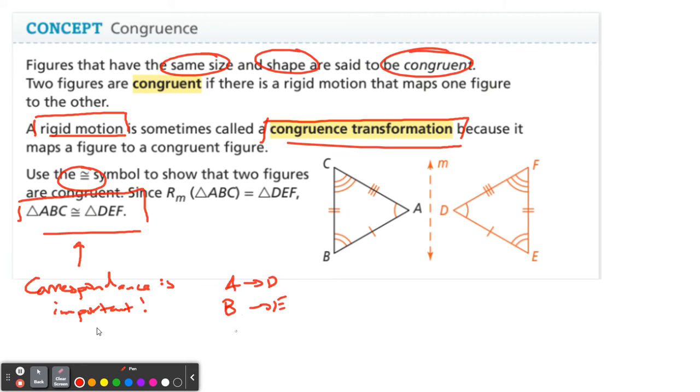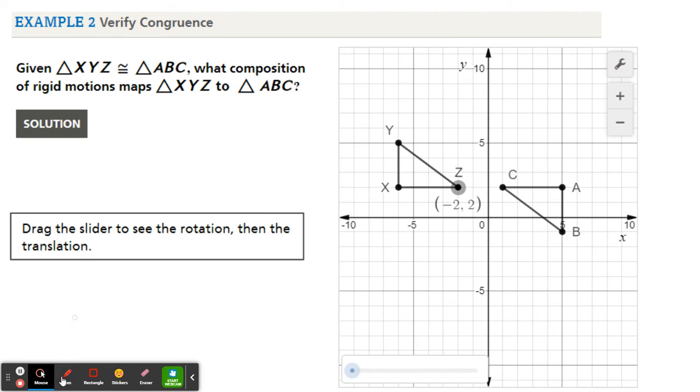B maps to E. And C maps to F, right? Straight reflection across. This is important: you can't just name the figures however you want to. You have to name them in corresponding order. So keep that in mind as we go through this entire topic, this entire chapter 4. All right, sweet.